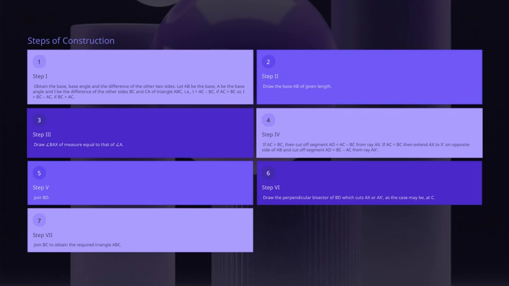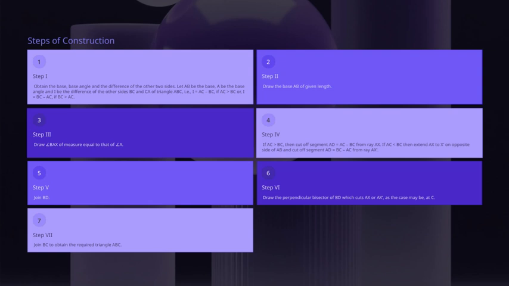Moving on to step VI, we compare the lengths AC and BC. If AC is greater than BC, we cut off a segment AD from ray AX, where AD equals AC minus BC. Conversely, if AC is less than BC, we extend AX to a point X on the opposite side of OB, and cut off a segment AD from there, where AD equals BC minus AC. This process allows us to equalize certain segments, which is vital for the accuracy of our construction.